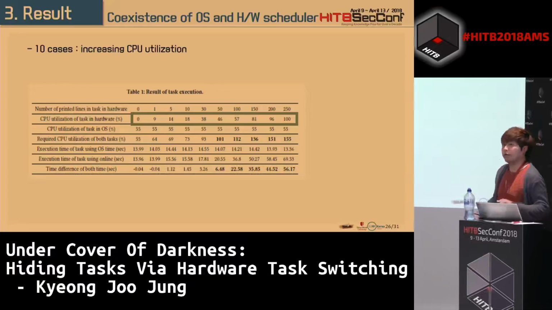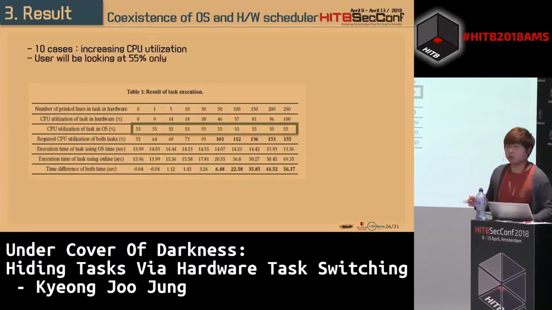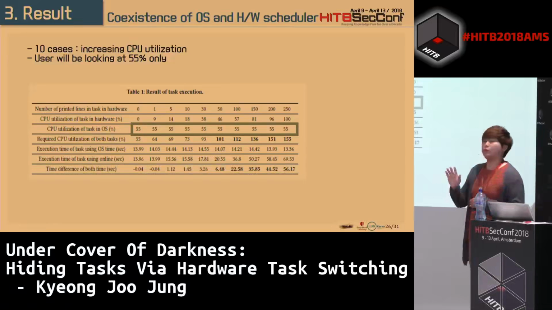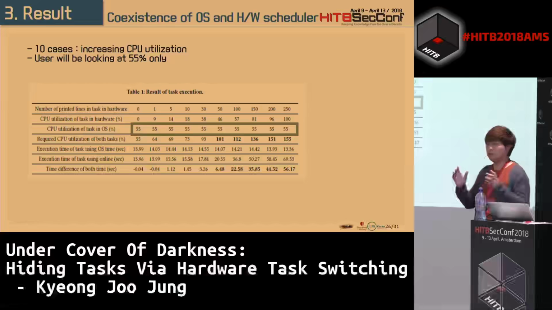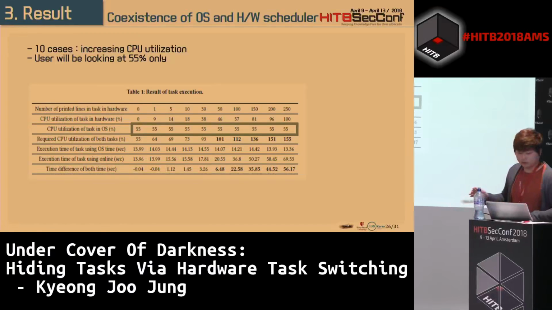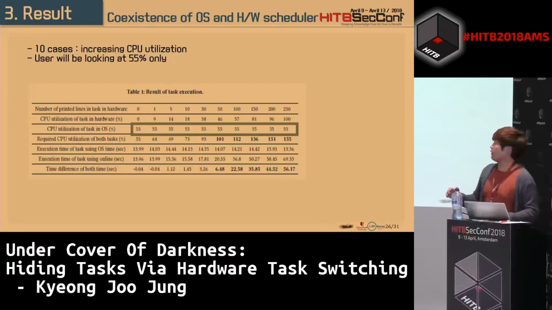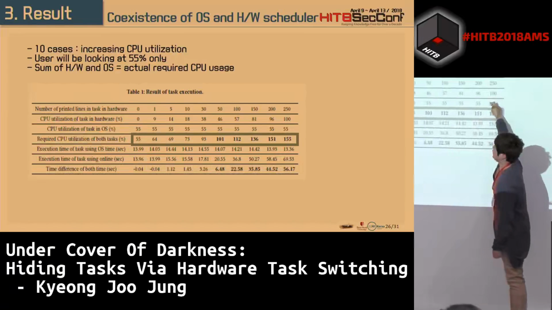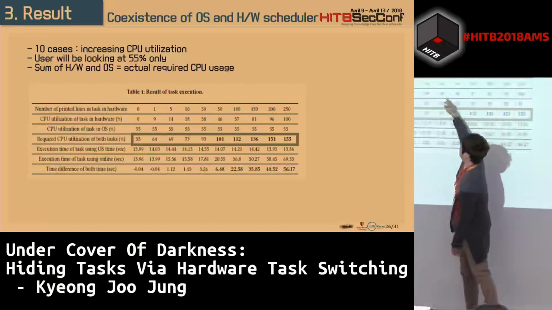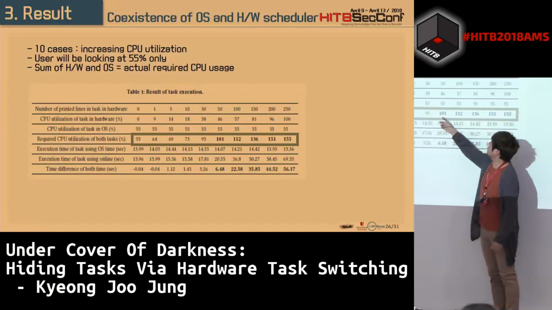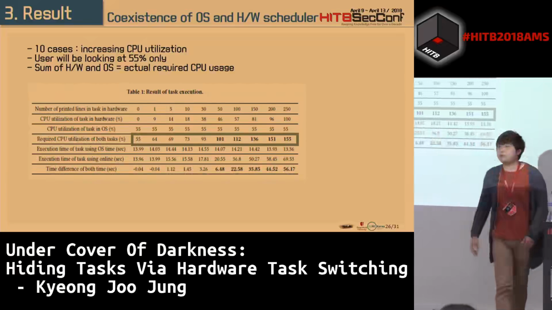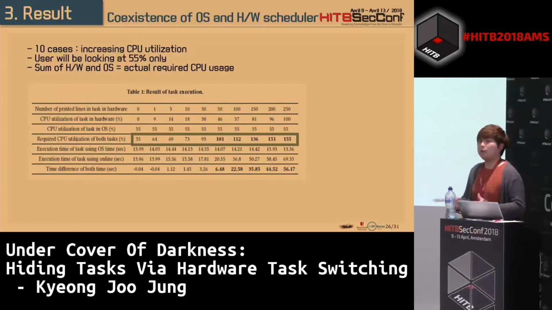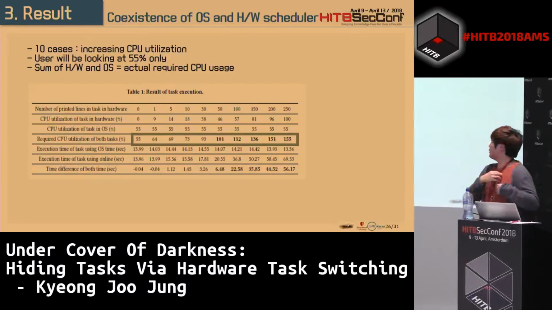And for the normal task in the OS, we made it use only 55% of the CPU. That means the user will see only 55% in the task manager. However, the actual required CPU is the sum of the task in hardware task switching and the OS. So we add those together. If you take a look at line 50, you can see that it goes above 100. What happens if CPU usage goes above 100? It stops, right?